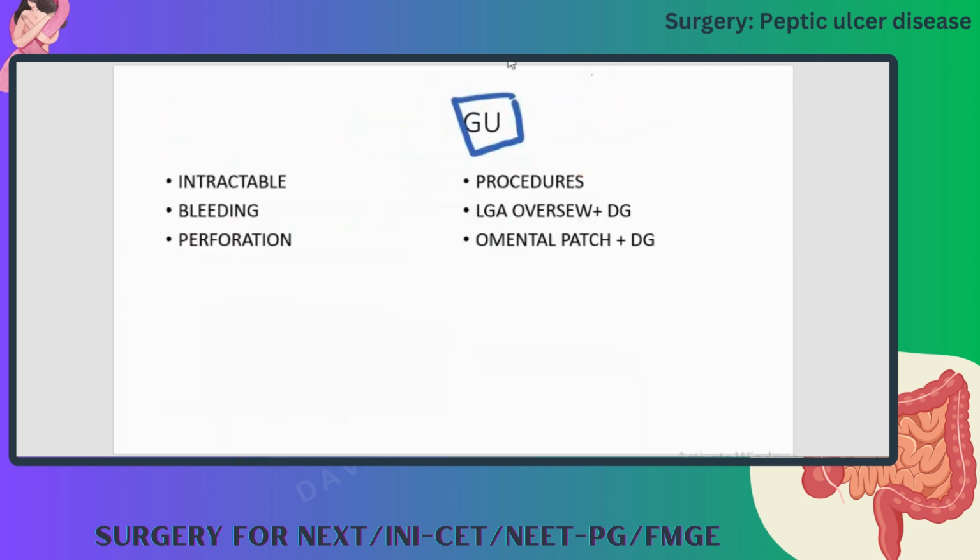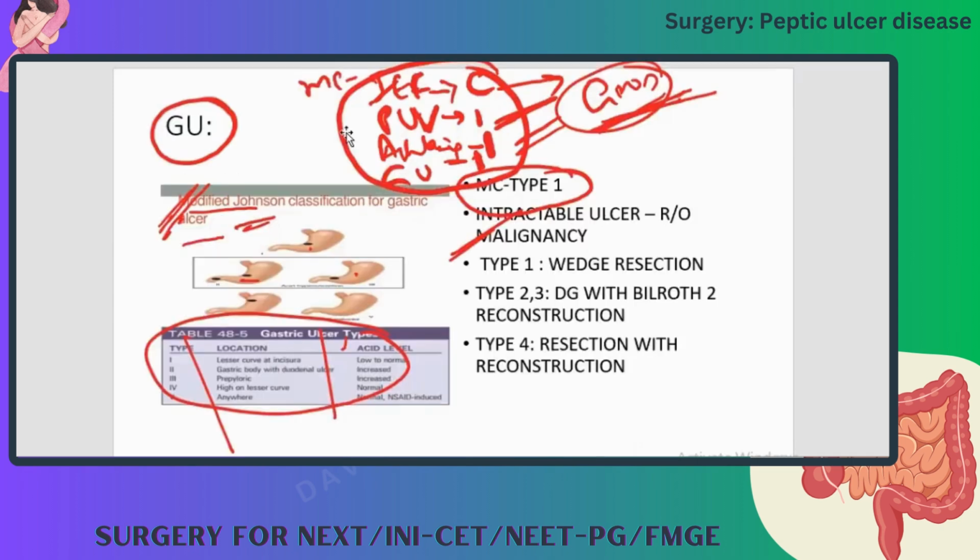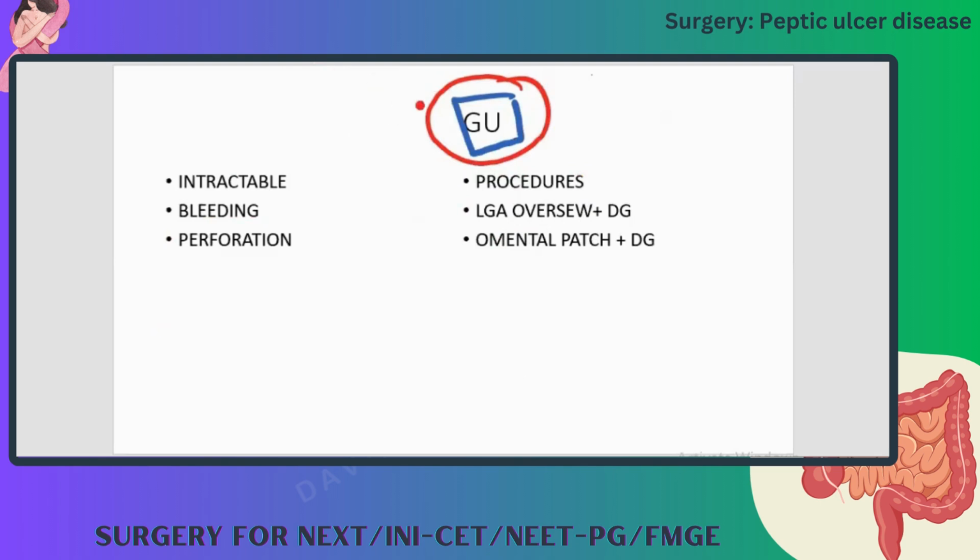So in gastric ulcer, that's okay, right? You have written this. Yes, sir. In gastric ulcer, what are the indications for surgery? One is intractability, one is bleeding, and one is perforation. What is intractability? The ulcer doesn't heal. So the patient will complain of recurrent abdominal pain. That is an intractable ulcer. Then you have to go for surgery.